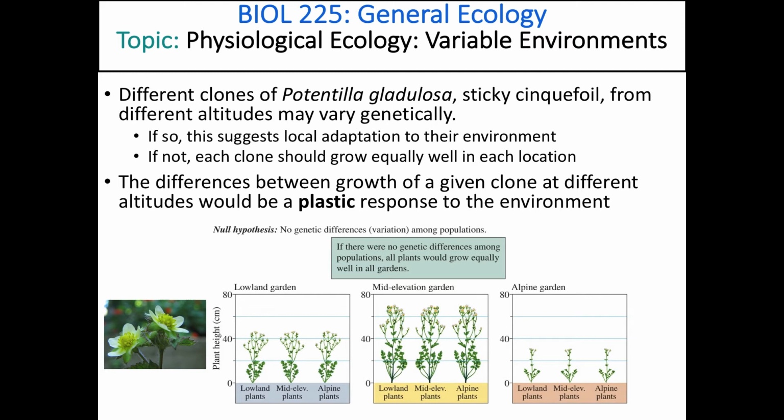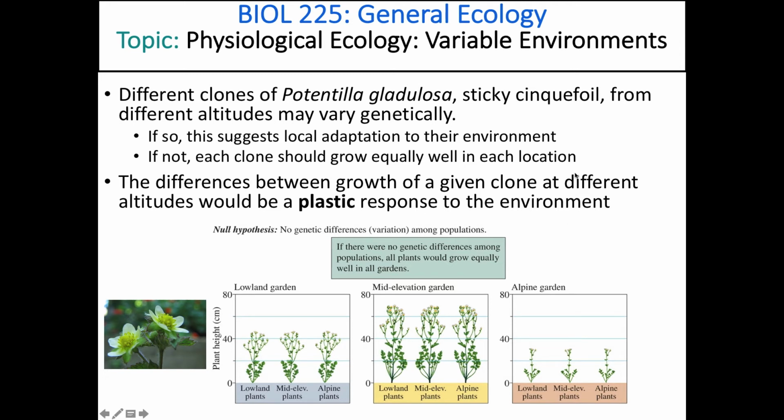Researchers wanted to know if sticky cinquefoil was plastic, meaning that it didn't matter where the plant came from, you put it in the different environments and it's going to grow to the size and shape that it needs to be to survive and do well in that environment. Or if these different clones were locally adapted, meaning that if you took that clone out of the environment that it was adapted to, it wouldn't grow the same in the other environments because it had different genes that specify the way it should grow in that environment.